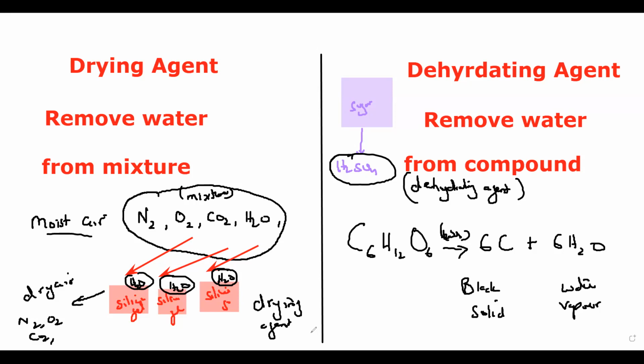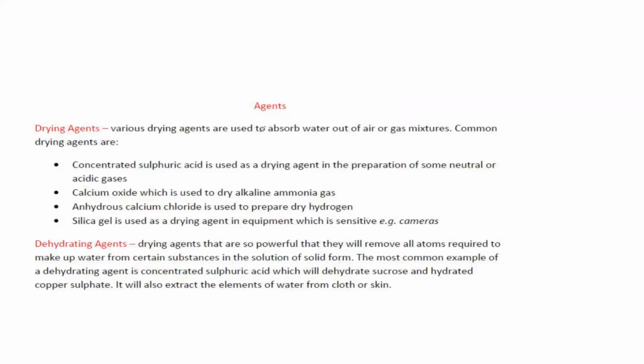There are various drying agents which are used to absorb water out of air or a gas mixture, commonly concentrated sulfuric acid, calcium oxide, anhydrous calcium chloride, and silica gel. And dehydrating agents are like drying agents that are so powerful they can remove all the atoms required to make up water. The most common example of a dehydrating agent is concentrated sulfuric acid as well, because it can remove the water molecule from the substance.